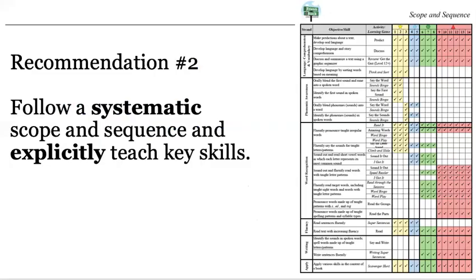My second recommendation is that you follow a systematic scope and sequence, and that you explicitly teach the most important skills, teaching those key skills. We know that it's important to have a systematic scope and sequence and follow that whenever you're teaching all kids the beginning reading skills. And we also know that we need to teach those skills explicitly. And one thing that I think is particularly important for kids with intellectual disability is we want to be sure to focus on key skills. What are those skills that are most important?